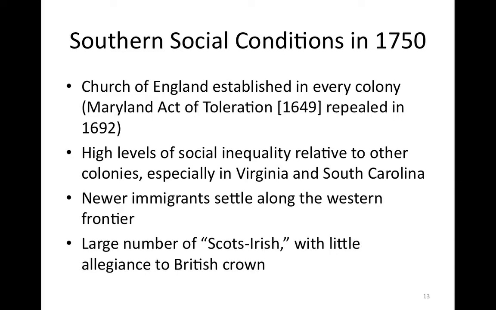So that's one thing. Another thing to know about the southern colonies is that there were high levels of social inequality. This was the place where you saw, in all of the British colonies, the most disparity between the richest people and the poorest people, especially in Virginia and South Carolina, where there were these planter aristocrats who owned so much land, a huge number of enslaved people, and had so much of the economic and political power as well.